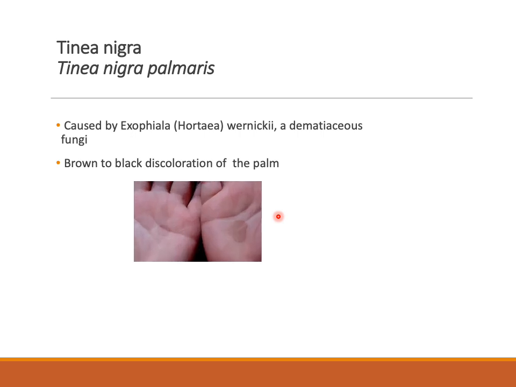Can you see this? There's a brown to black discoloration of the palms of the hand. That's why we call it tinea nigra palmaris. So again, the color of the lesion is dependent on this etiologic agent, which is a dematiaceous fungus.